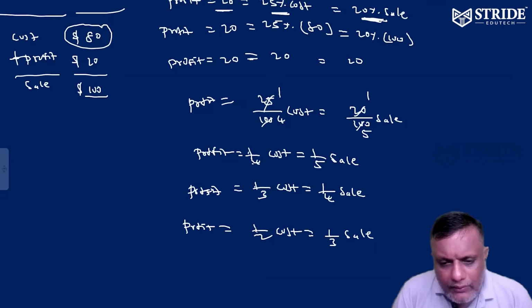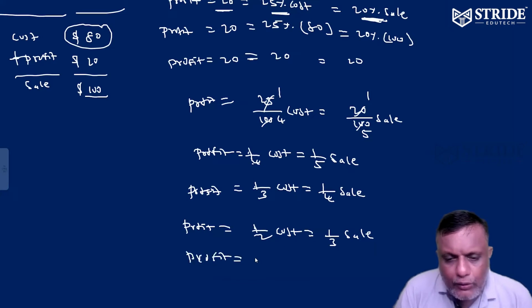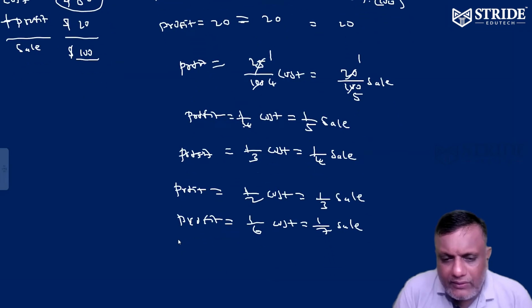1 plus 2, 3. That's a trick. 1/2 of cost is equal to 1/3 of sale. So profit is equivalent to, suppose, 1/6 of cost. What about in terms of sales? 1/7 of sale. 1 plus 6, 7.